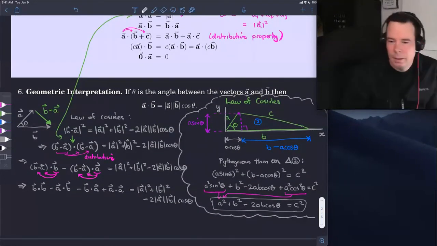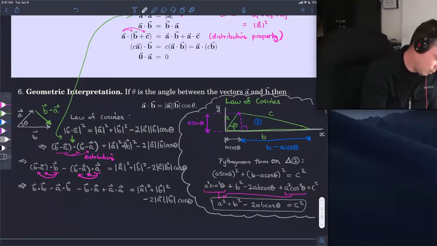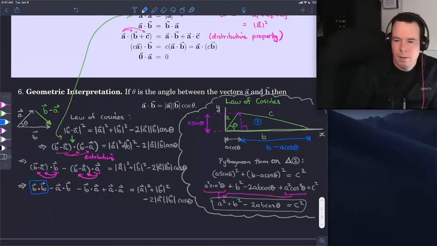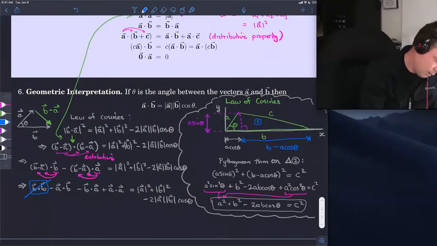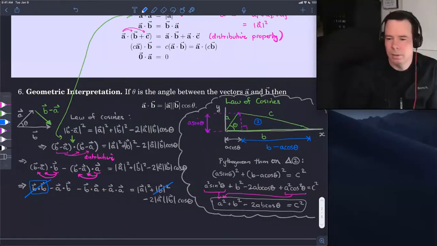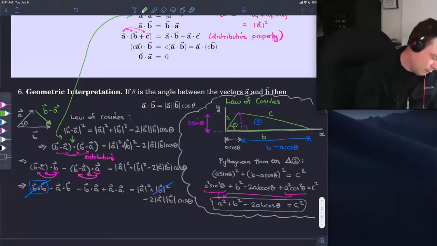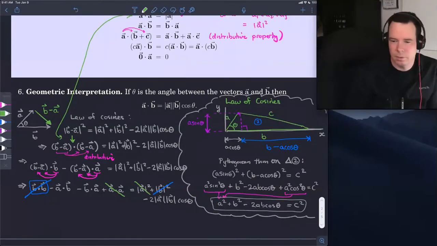Okay, and now we get some cancellation. This is where we can see some stuff is going to cancel. So B dot B is just the magnitude of B squared, and that appears on the right-hand side. So that is going to cancel with that because they are equal to each other. Similarly, A dot A is going to cancel with the magnitude of A squared because they are equal to each other.